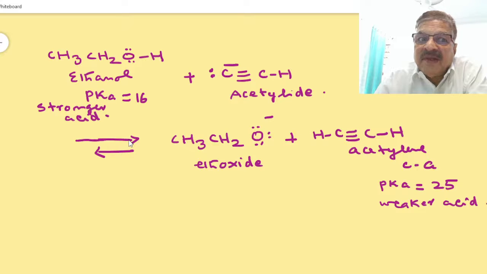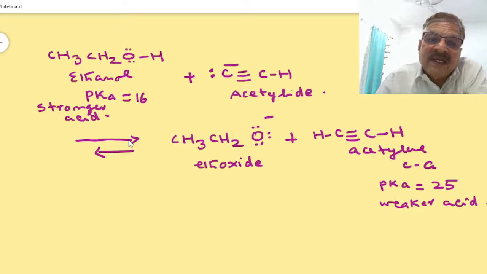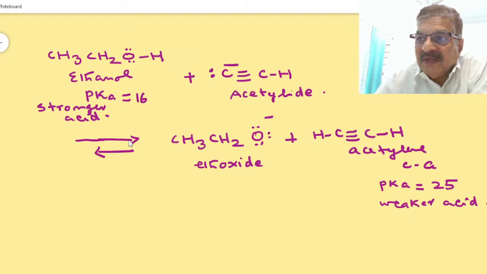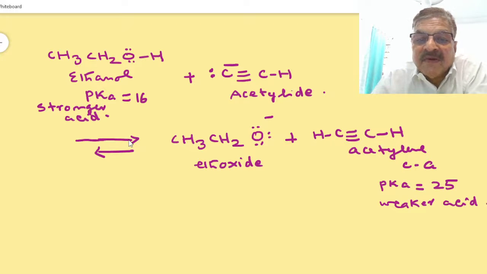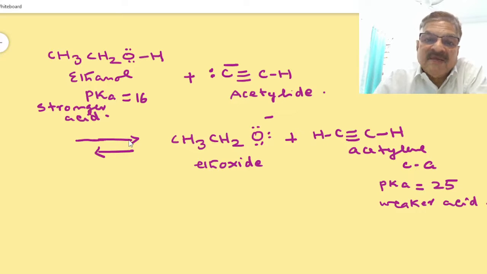Ethanol is reacting with the acetylide, giving the conjugate base ethoxide, and then forming acetylene. Acetylene, pKa 25, is a weaker acid. Therefore, the direction of the equilibrium is always towards the formation of the weaker acid or weaker base, whatever it is. Equilibrium favors the formation of the products here. Now, what does it mean? Ethanol is getting deprotonated. This is called a deprotonation reaction. Ethanol is getting deprotonated by acetylide.